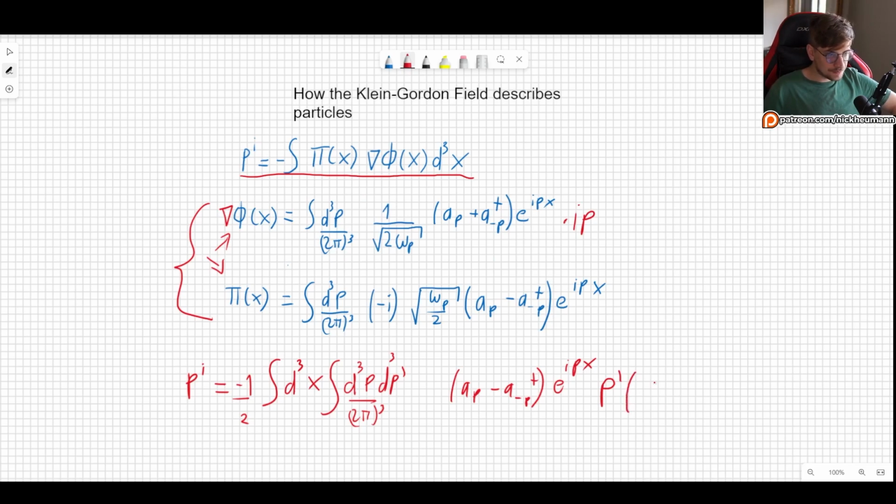So p prime. And then we have another 2π cubed. So this is now (2π)^6, by the way. And then we have a_{p'} plus a_{-p'} dagger, and e^{ip'x}. But we can just put both of the exponents together, just add the exponents. So we have e^{i(p+p')x}.